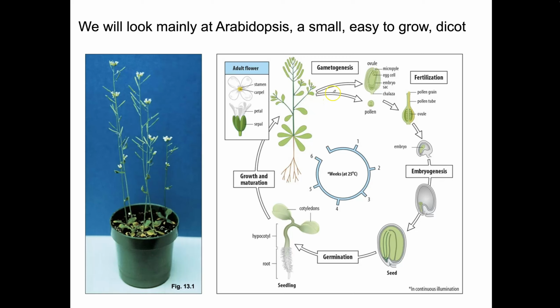So gametogenesis occurs in the flowers, of course. There are stamens and carpel. The carpel is the female part. The stamens are the male parts, and we'll talk about fertilization briefly in a minute.